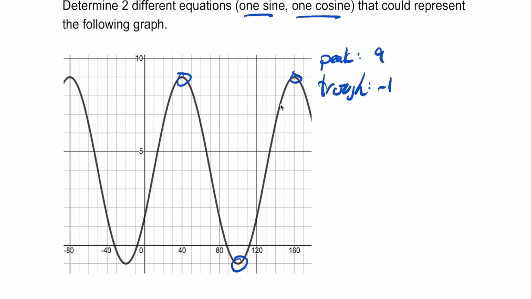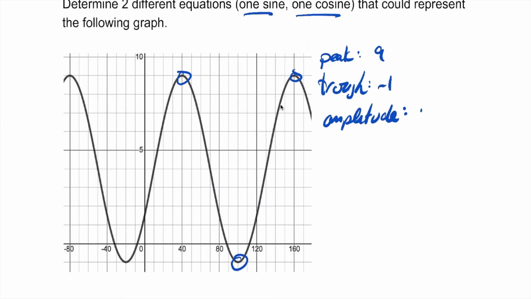So immediately we get two things. We get the amplitude. The amplitude again is (peak minus trough) over 2. In this case, it's going to be 9 minus a negative 1, over 2, which is 10 over 2, which is 5. So once we have the amplitude, we know that we have an a value of 5.